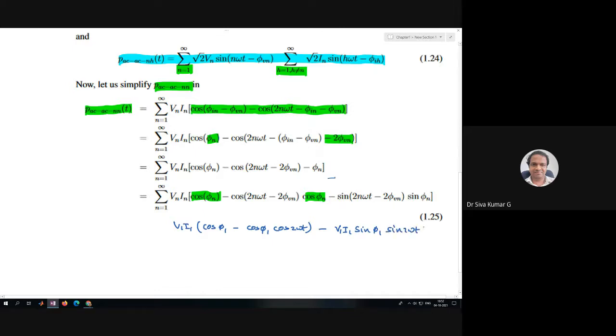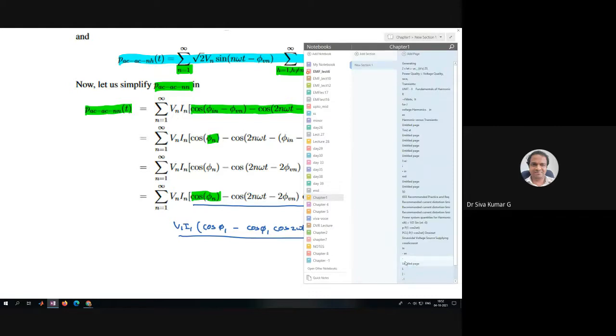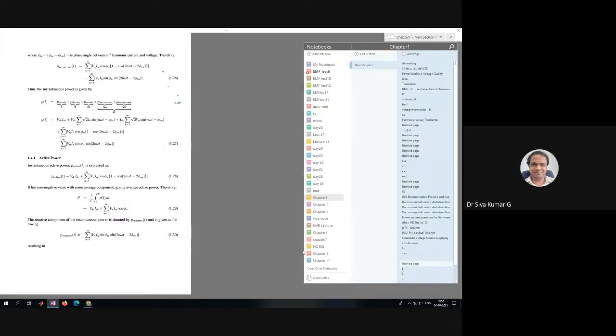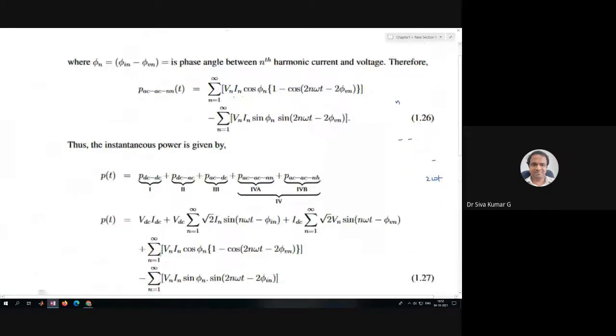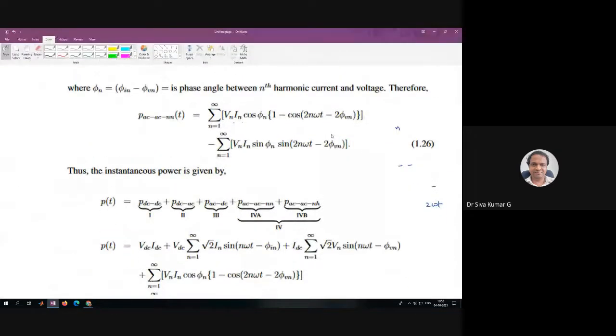This is the equation which I just mentioned. In order to make this sort of equation, some rearrangement was made over here. Now we'll be getting these terms with the similar frequency components.